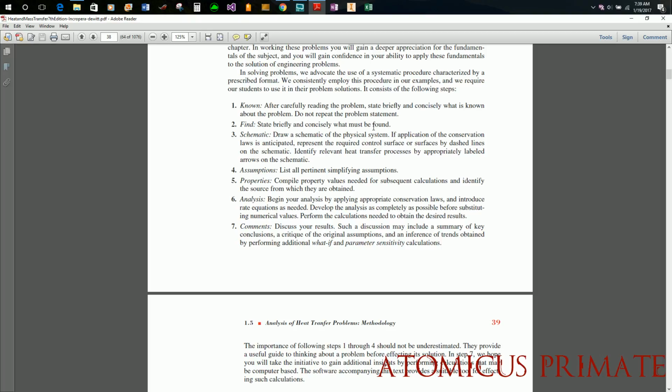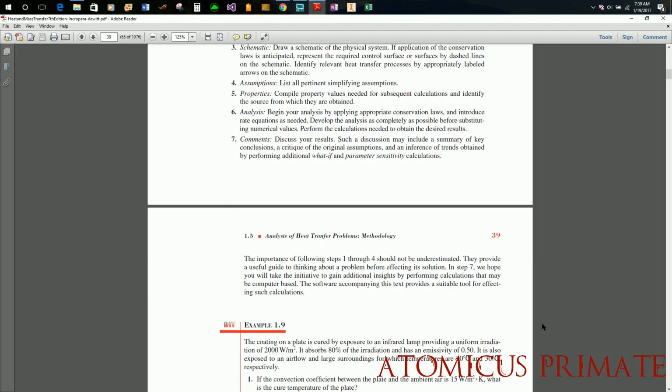6. Analysis: begin your analysis by applying appropriate conservation laws and introduce rate equations as needed. Develop the analysis as completely as possible before substituting numerical values. Perform the calculations needed to obtain the desired results. 7. Comments: discuss your results. Such a discussion may include a summary of key conclusions, a critique of the original assumptions, and an inference of trends obtained by performing additional what-if parameter sensitivity calculations. What does that mean? Okay, gotcha.